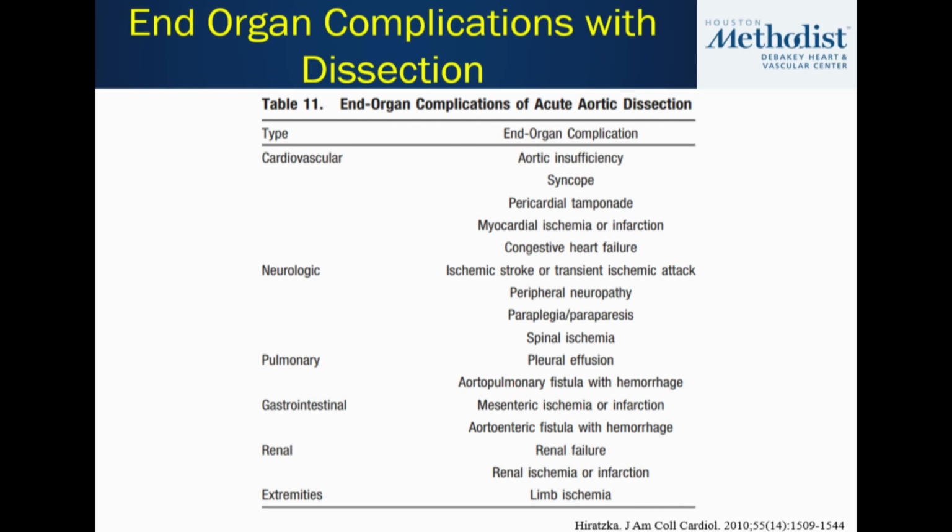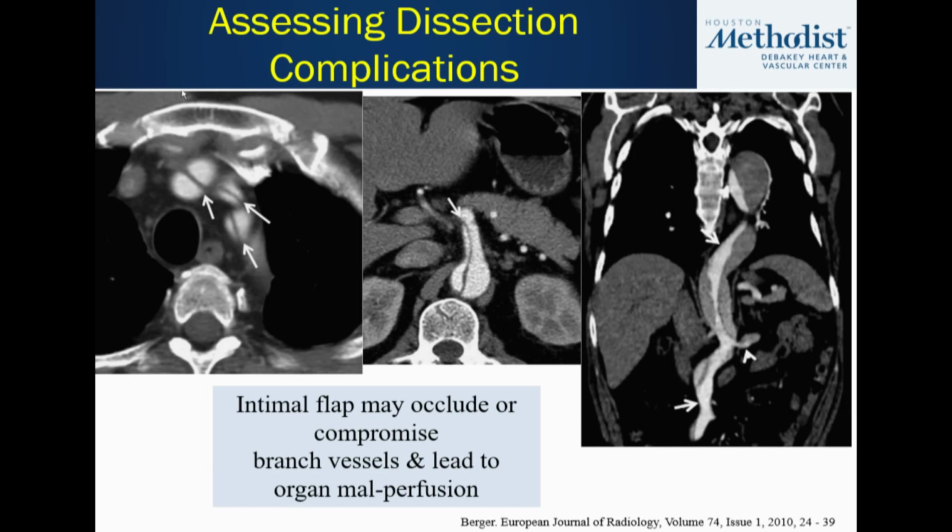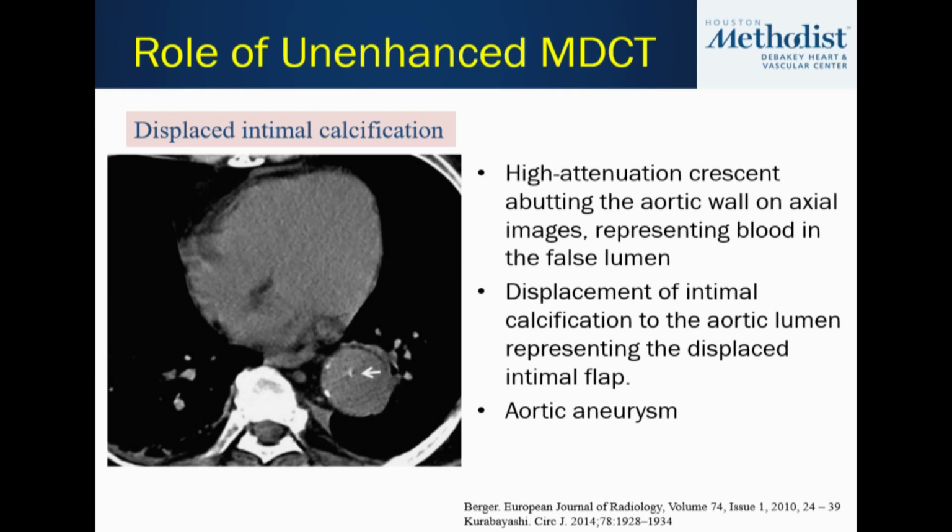You should know that this disease process affects multiple organs, and it's important to know that because then you can start looking for complications of dissection. Here, demonstrating pericardial effusion, a hemothorax, and a coronary dissection. Once you get into the head and neck vessels, you can cause strokes by dissection of the arch vessels, mesenteric ischemia with infarction of the SMA or celiac, and then compromise of the bilateral renals.